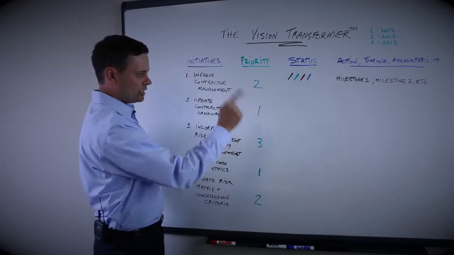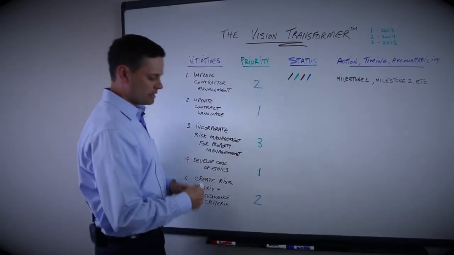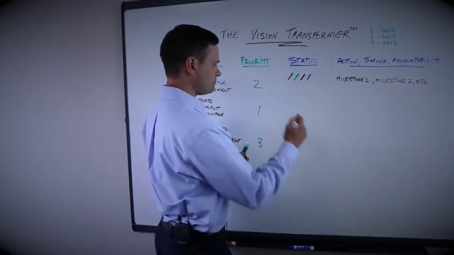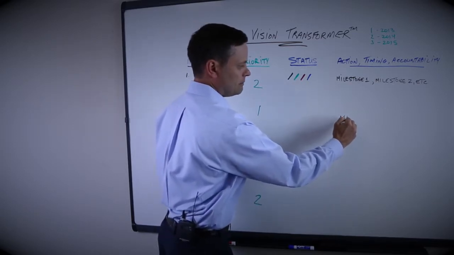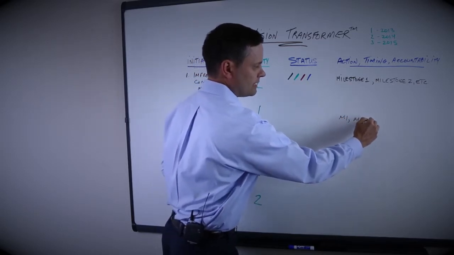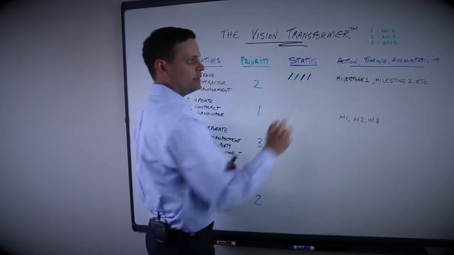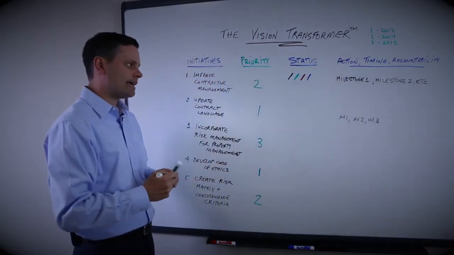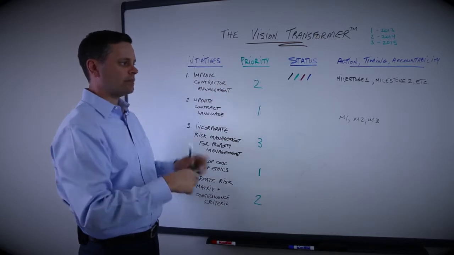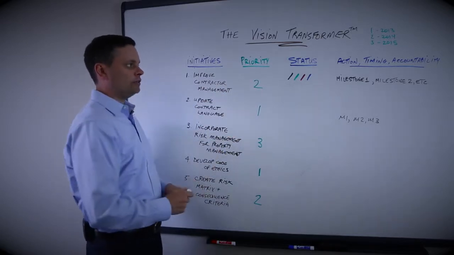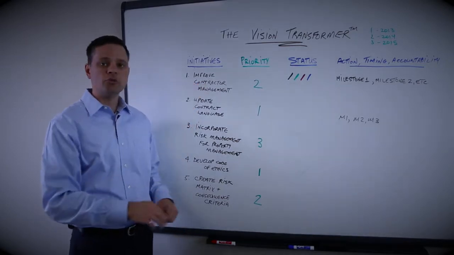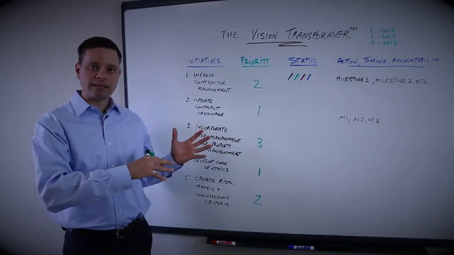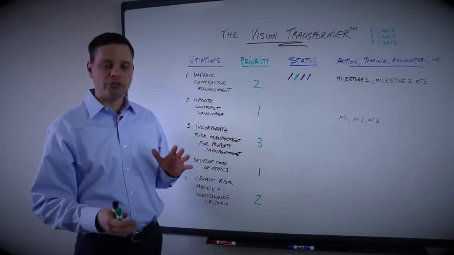So we're just going to do that for the 1 priorities, and so we would literally define the milestones: milestone 1, milestone 2, milestone 3, and each milestone would include what is the specific action that has to happen, what is the timing, and what is the accountability to get that done, and we're only doing that for the 1 priorities. Again, it's our Vision Transformer tool that we use in order to translate strategy into execution.